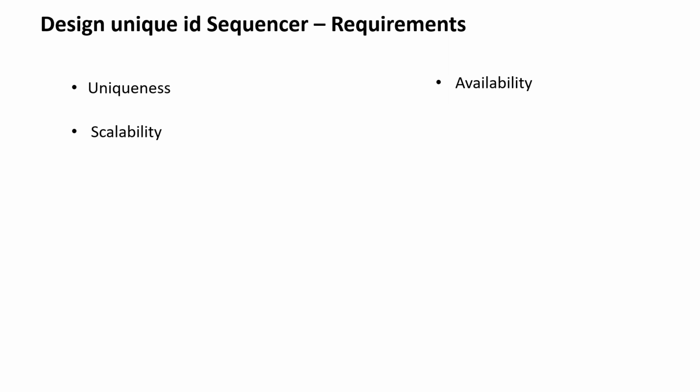Then availability: definitely you want to make sure that your system is always available, highly available. It should not happen that it goes down and you are not able to process a request from the customer. Then we also want that whatever IDs we are generating should be 64-bit numeric IDs, right? It's a requirement in the sense that we have to have a system that generates enough unique IDs to be catered to a long amount of time, right?